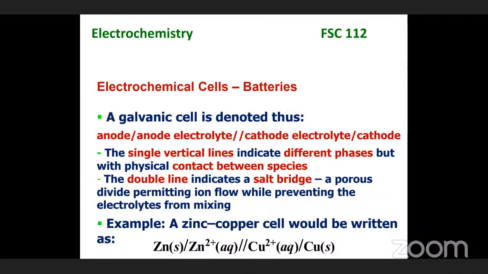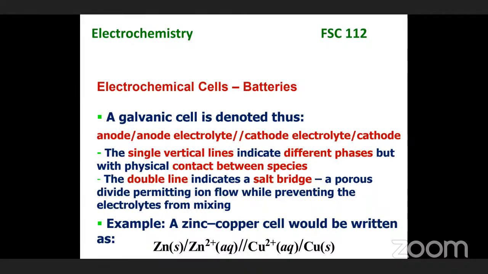Okay, so the single vertical lines indicate different phases, but with physical contact. So the anode is a metal strip, is a solid. The anode electrolyte is a liquid or a molten. So there are different phases, solid and liquid or solid and molten, but they are in contact. They make contact with each other.